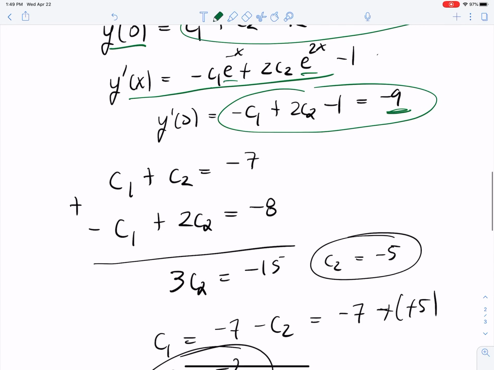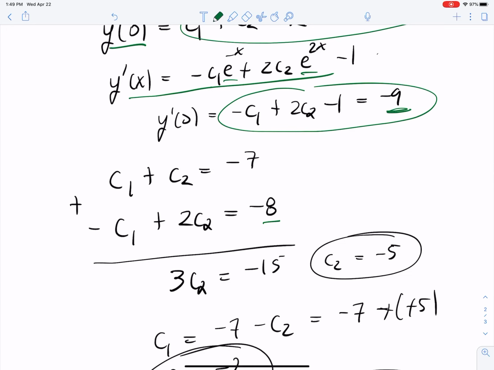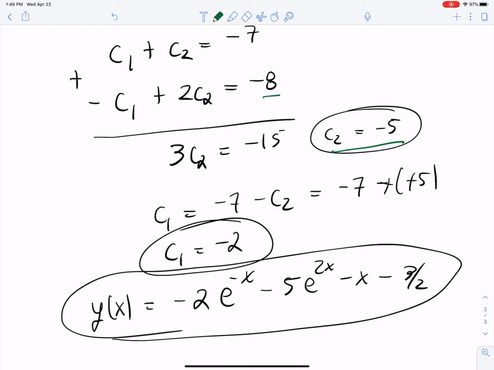If I move those extra terms over, I get C1 plus C2 is negative 7, and negative C1 plus 2 C2 equals, moving that over, minus 8. I could just straight up add these two equations together and the C1s will cancel. So I get 0 C1, 3 C2 equals negative 15. Divide through, C2 is negative 5. And then once you get one, the other's pretty easy. I could just use this top equation. C1 is minus 7 minus C2, minus 7 minus minus 5, is negative 7 plus 5, negative 2.